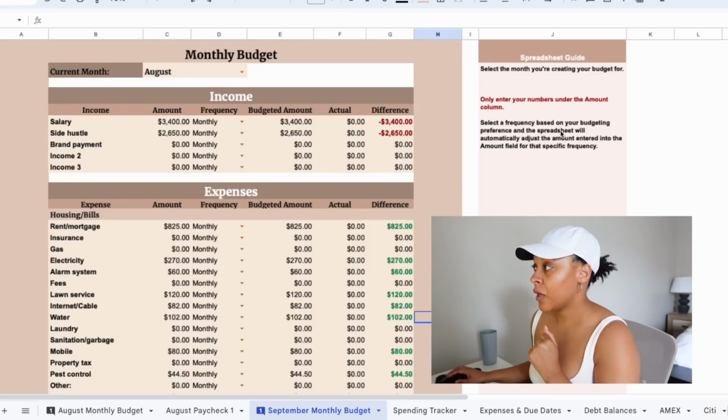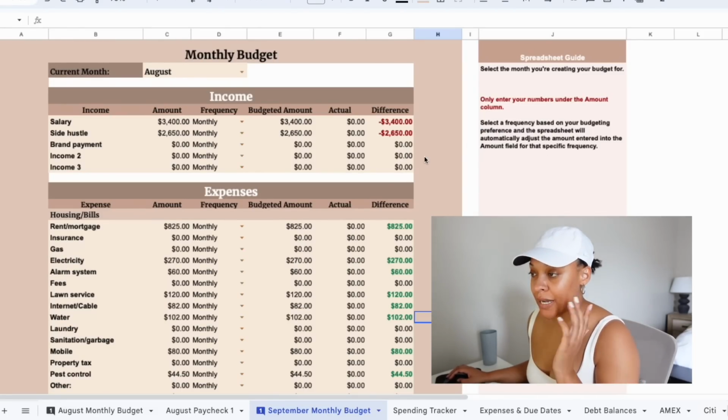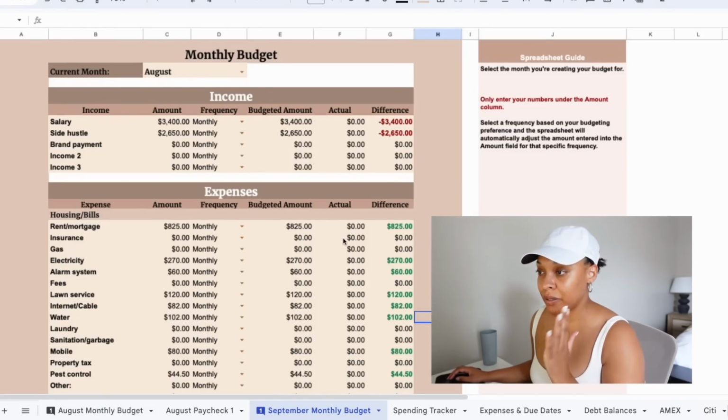So if you guys want to learn how to break down your monthly budget or just see how I do it, then keep watching. Okay, so we are in September's monthly budget.